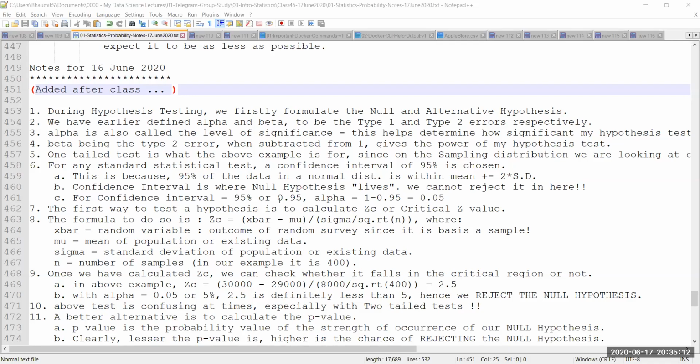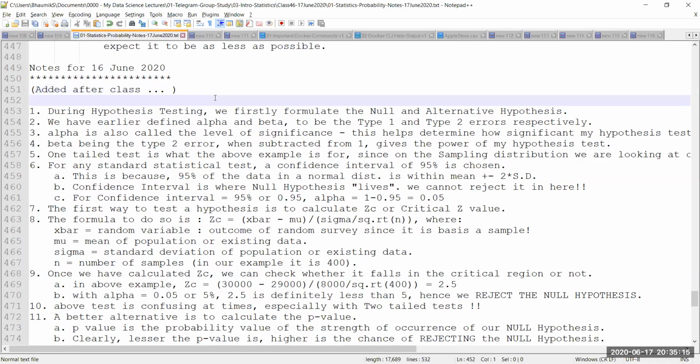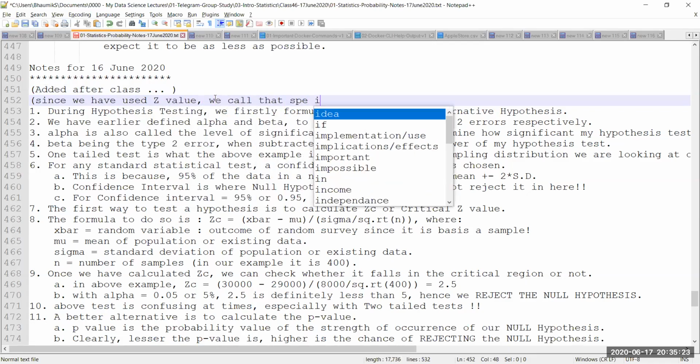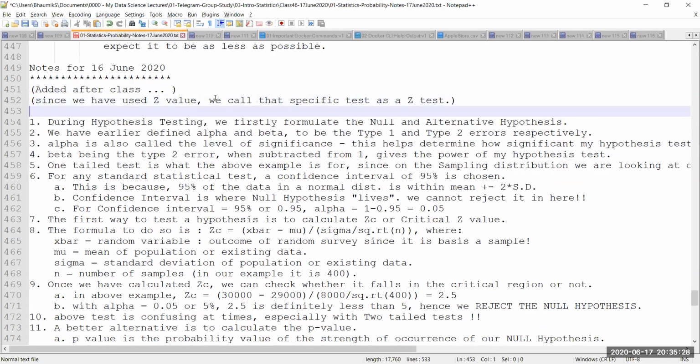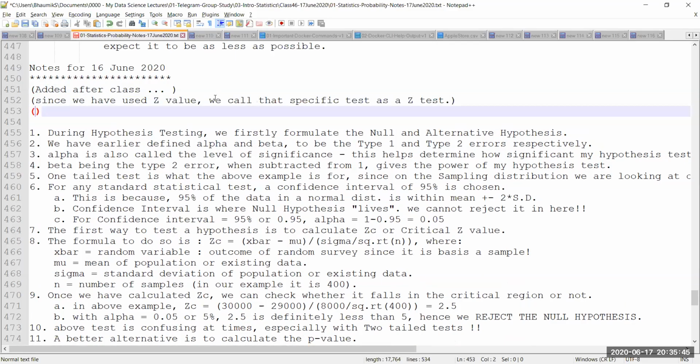Also, these kinds of tests fall into a category. Since we have used the z value, we call that specific test a z test. If we had used a p value, we would call it a p test. If we use a t value, we are going to call it a t test and so on. So basis the variable that we choose, we name the test. Just for information, it doesn't really matter what you call it, because ultimately they are all the same.